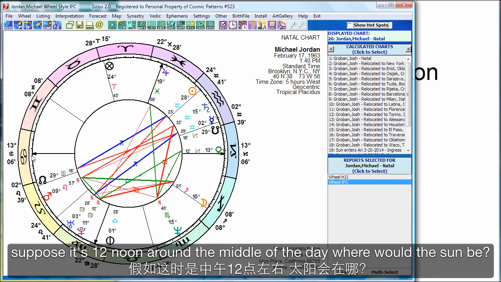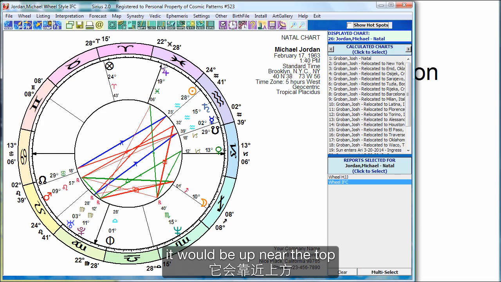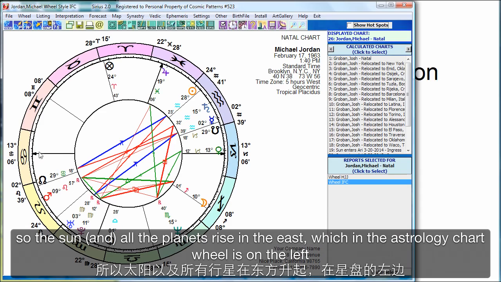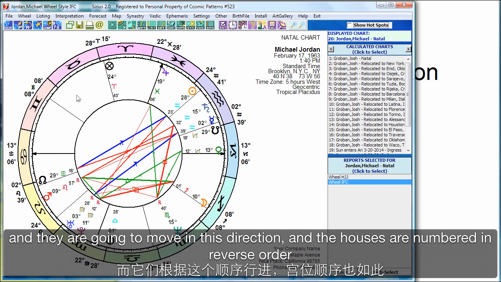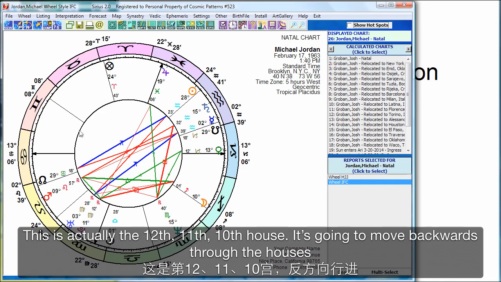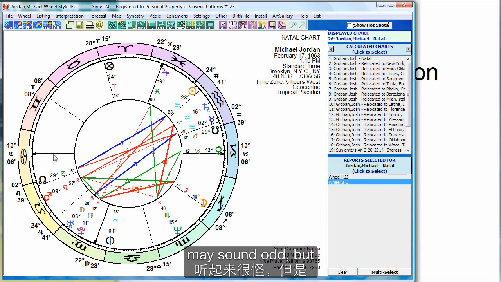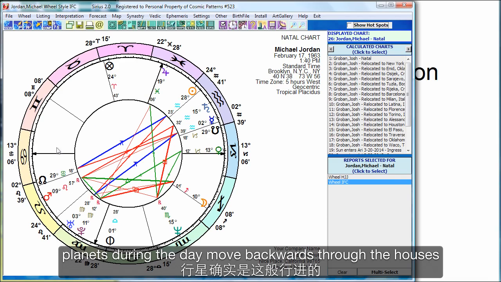Suppose it's 12 noon, around the middle of the day. Where would the sun be? It would be up near the top. So the sun, all the planets will rise in the east, which in the astrology chart wheel is to the left, and they're going to move. We're going to find out that these are numbered in reverse order. This is actually the 12th, 11th, 10th house. It's going to move backwards through the houses. May sound odd, but the planets during the day move backwards through the houses.